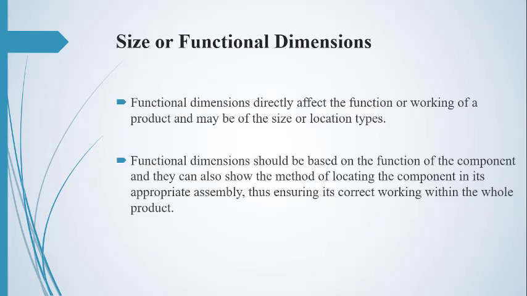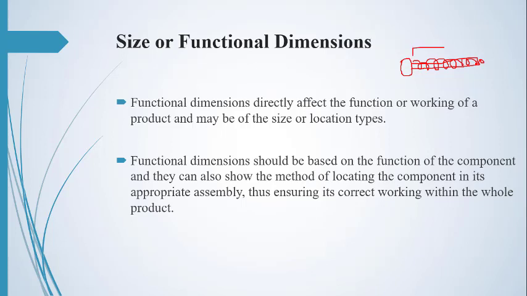In the size or functional dimensions, they directly affect the function or working of a product, and may be of the size or location type. The functional dimensions show the function of any object. For example, if we have a pulley or a screw, this screw has a part like this one. This part is utilized for screwing purposes, to be tightened in any object. Like a screw can be tied in a table.